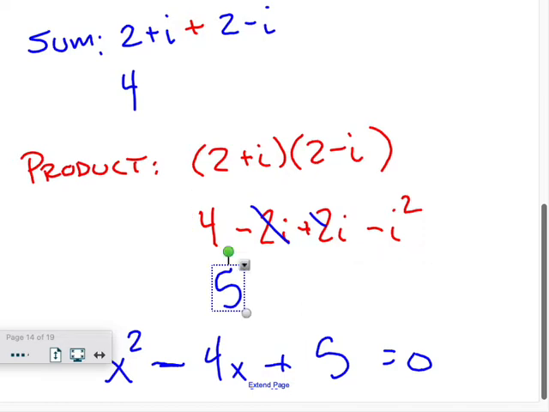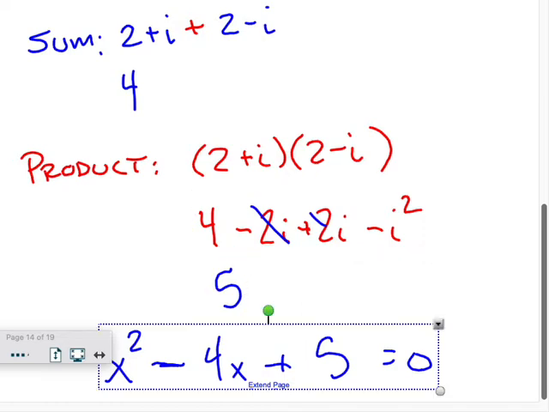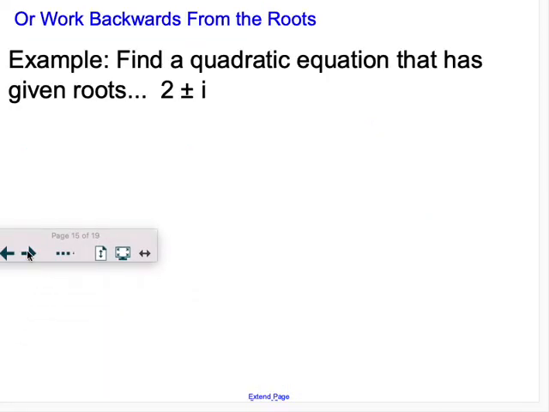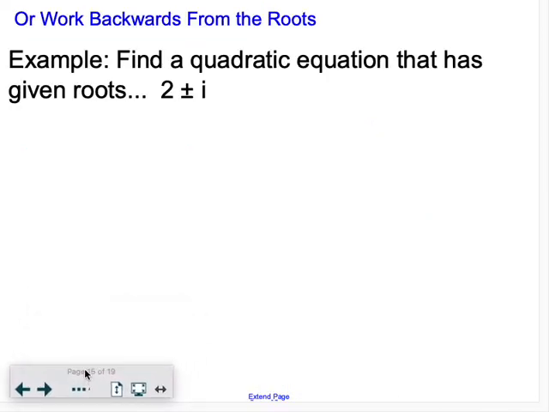So here we can use that little shortcut formula and express it as x squared minus the sum, which is 4x, plus the product, which is 5, and be done with it. Now, I personally like this process a little bit better. You're kind of working backwards from the roots.